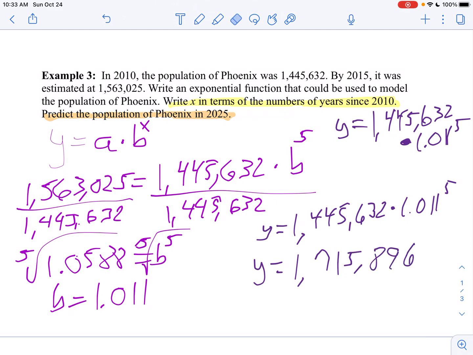I should change that to approximately equal to because we're making some assumptions here. We're assuming it's going to keep on growing at the same rate for those 15 years. They're going to have enough water. They're not going to have any natural disasters, things like that.